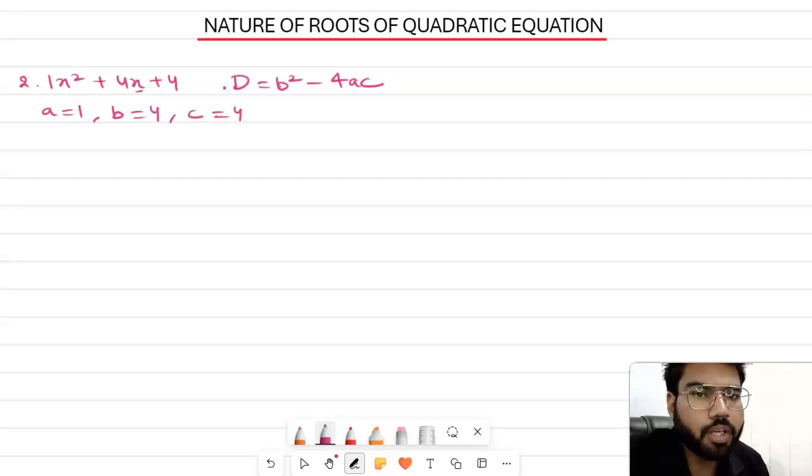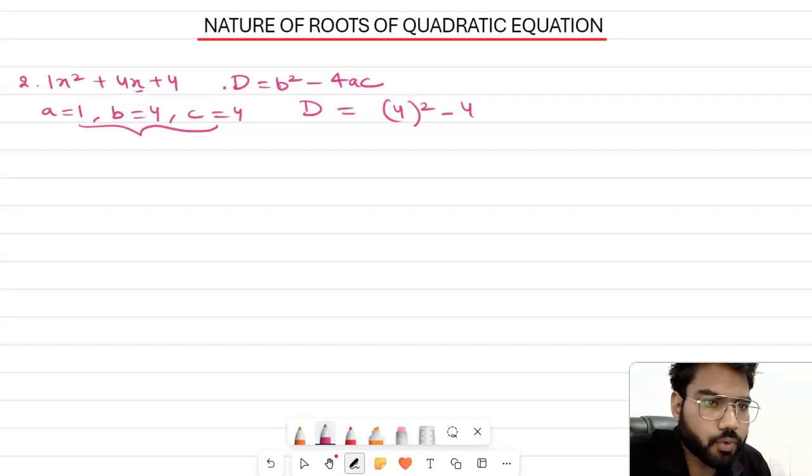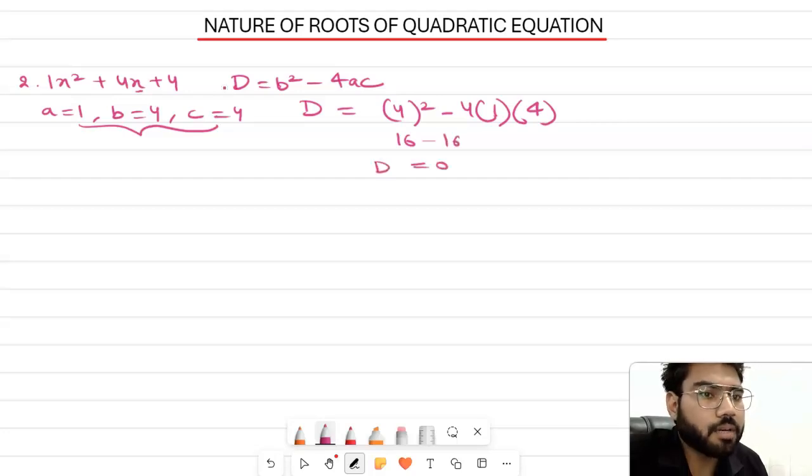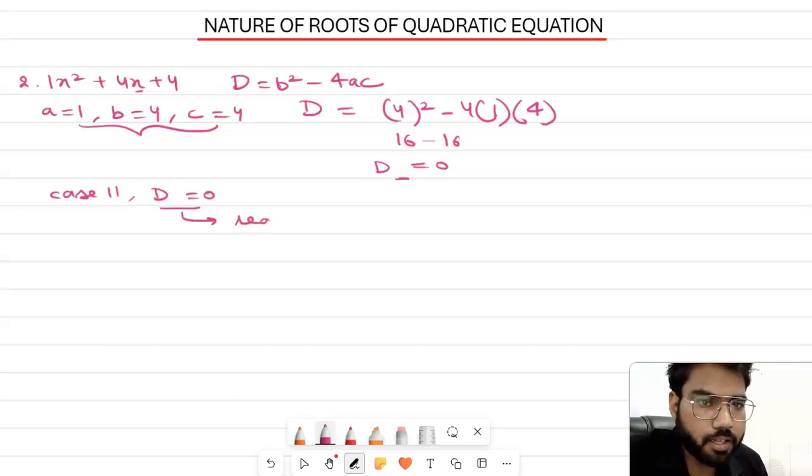Now putting all these values in this formula, d will become b square, that is 4 square, minus 4 into a is 1 into c is 4. So 4 square is 16 minus 4 into 1 into 4, 16, so 0. So in this case d comes out to be 0. Now we know that this is case number 2. Case 2, if d is equal to 0, in that case we will have real and equal roots.